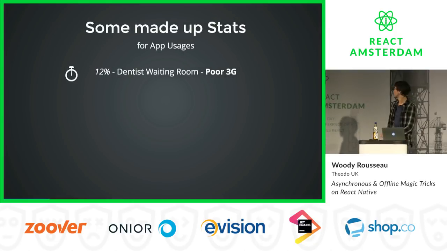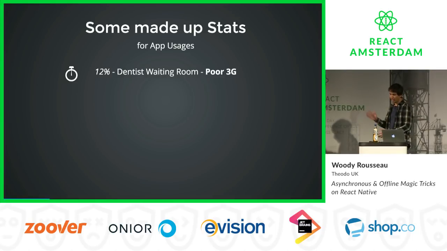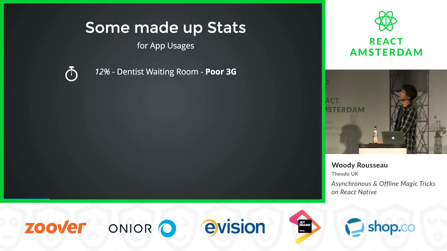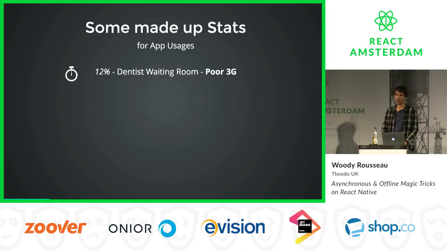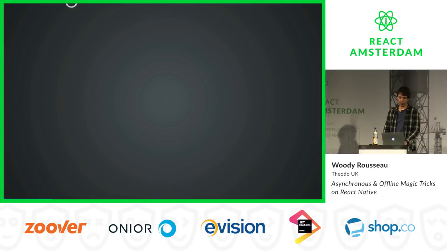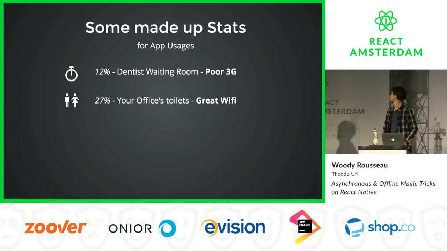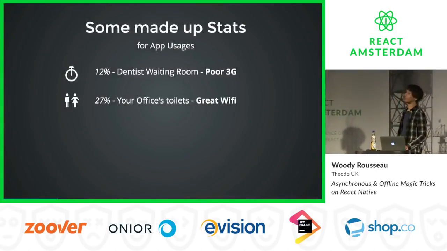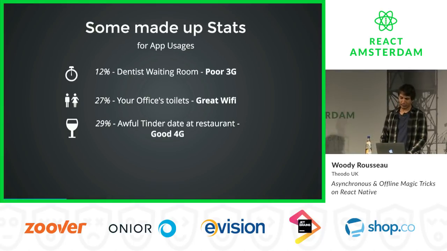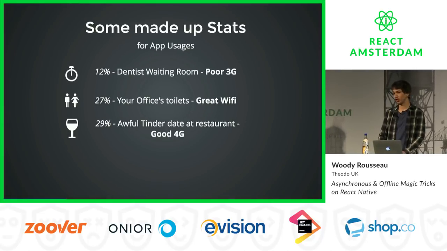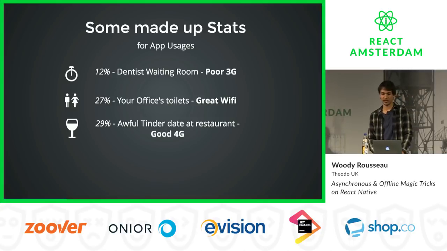Here are some made-up stats just to explain why it's important to actually think about offline issues. I put up some stats of where you might use a mobile app. It could be your dentist waiting room, where you have a poor 3G connection, so you need to think about that because the connection is maybe not that good. Then you have your office toilet where you spend a little more time. You usually have great Wi-Fi there, so it's not a problem. You have an awful Tinder date at a restaurant where you have 4G, so then again, it's fine. You spend a lot of time doing that.